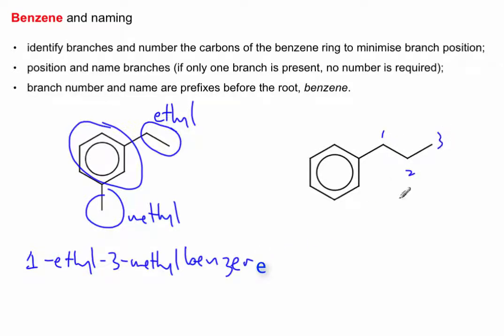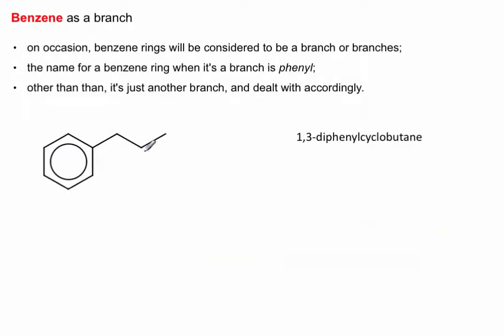So there we go. 1, 2, 3, propyl benzene. Remember, you don't need the number on a ring structure if there's only 1 branch, because it will always be carbon 1 of the ring. That will always be carbon 1 for benzene. So benzene is not really that much different in terms of nomenclature, unless we treat benzene as a branch.